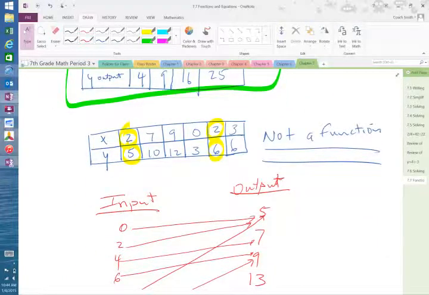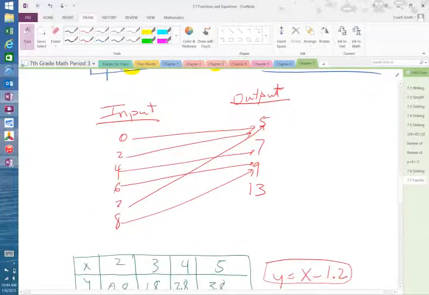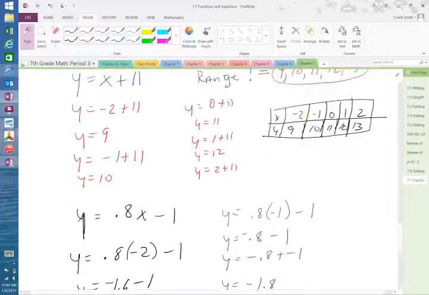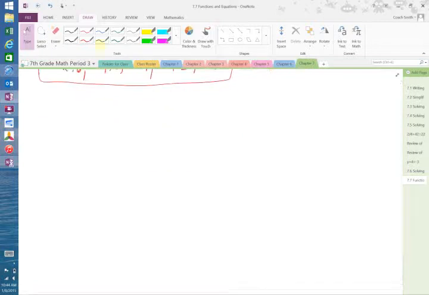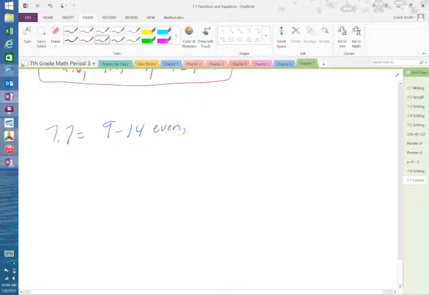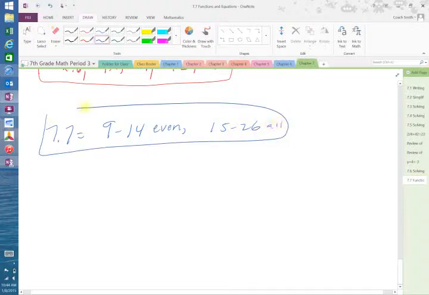Okay, your homework is this. I'm going to sort of cut down, because I know there's a lot of steps on several of them. So here's what we're going to do. Let me get down here to the bottom. We're doing 7.7. We're going to do 9 through 14 even. So you're going to start with 10, obviously. And then you're going to do 15 through 26. 15 through 26 is all. Okay, let's do tomorrow. You may go.